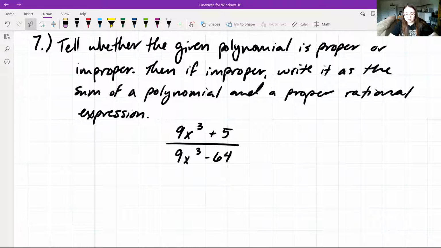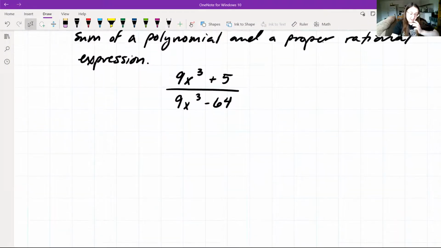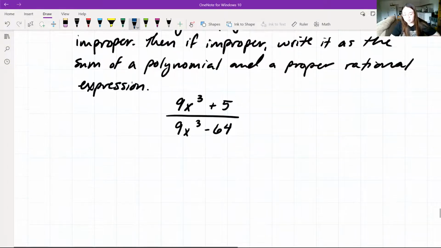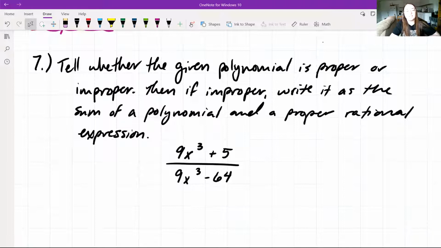So the rational expression we're given here is 9x cubed plus 5 divided by 9x cubed minus 64. A rational expression is proper if the degree of the numerator is less than the degree of the denominator, the degree being the highest exponent on your variable. So in this case, our variable is x, and our highest exponent is 3, x to the power of 3, in the numerator and the denominator. So that means that our rational expression has the same degree in the numerator and the denominator. The same means it is improper.